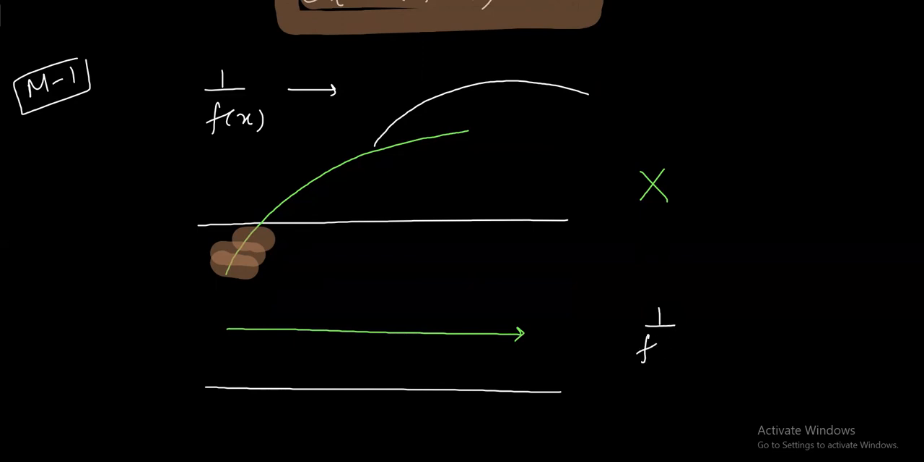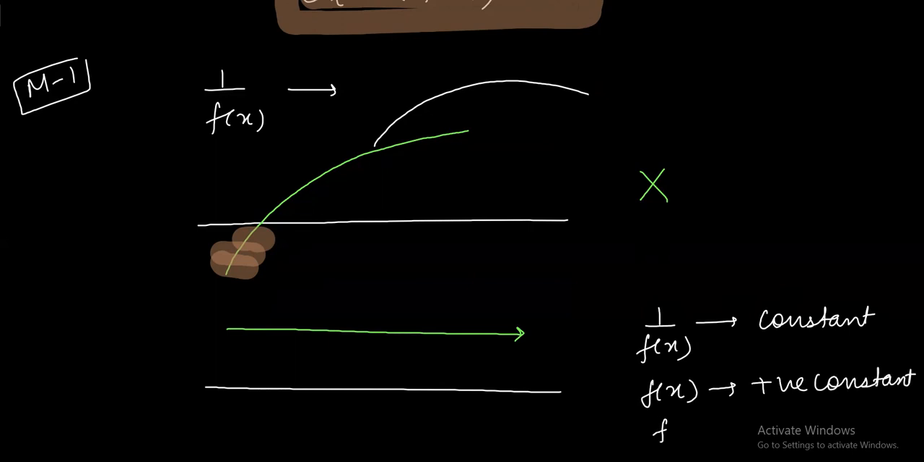If you take 1 upon fx as a constant function, I'll take the values on the positive side. The function is taking positive values, meaning fx is positive, so 1 upon fx will also be positive. And at the same time, 1 upon fx must be a constant function. 1 upon fx constant means fx will also be a positive constant function. If it is a positive constant function, then its f dash and f double dash are both going to be 0.